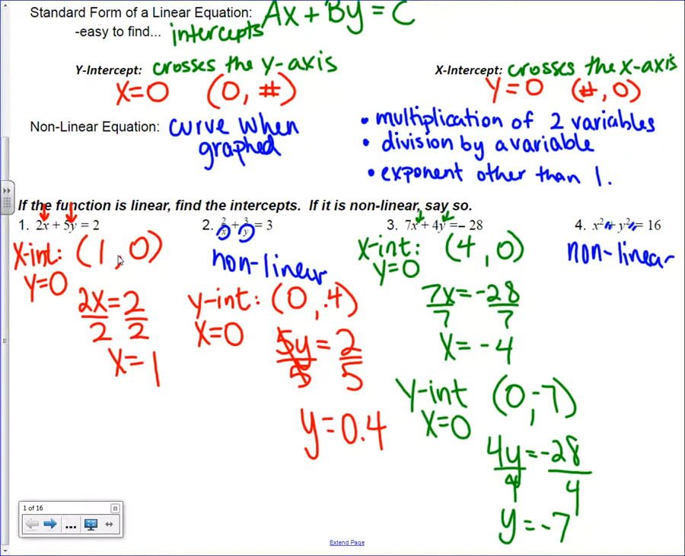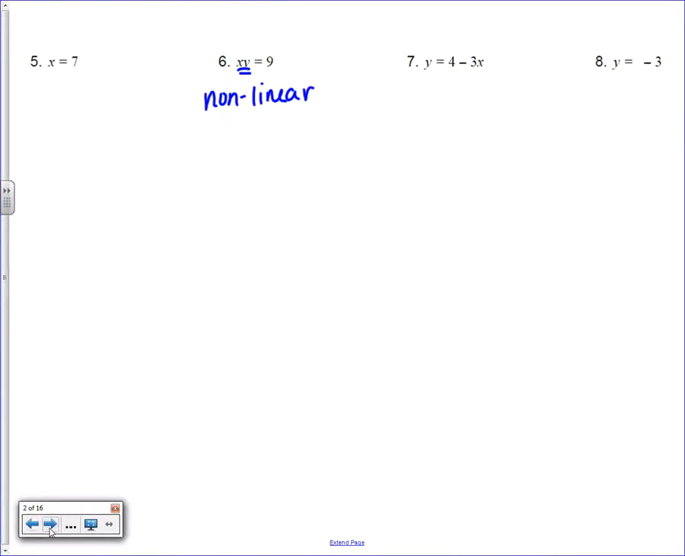Let's do a couple more like this. We're going to save 5 and 8 for the end because they're super easy. Those are the easiest ones I got up there, and you'll see why. So let's go to number 7. I want to find the x-intercept.